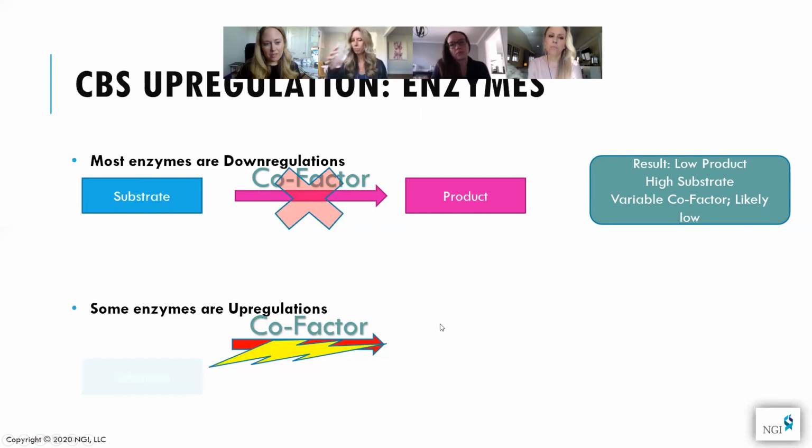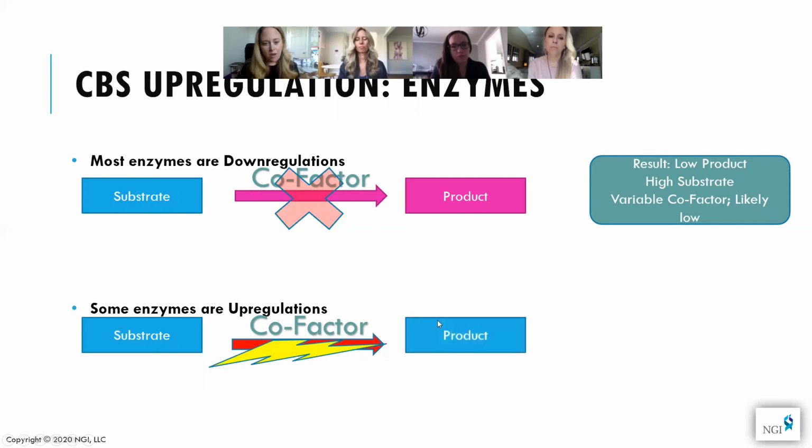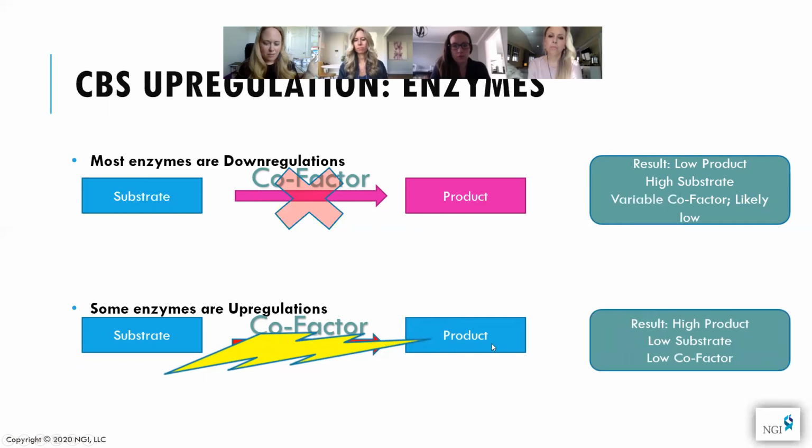But with an upregulation, we still have a substrate or a starting substance. We still have a cofactor, of course, and our product, but our cofactor basically is going to get used up because it's going to go really, really fast. Then we're going to have a high product and a low substrate. So when we start thinking about how we validate this enzyme, we're trying to make sure that it's turned on.